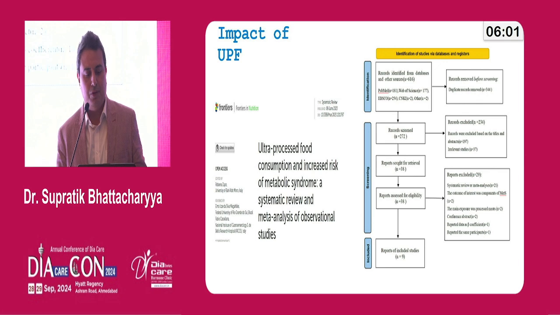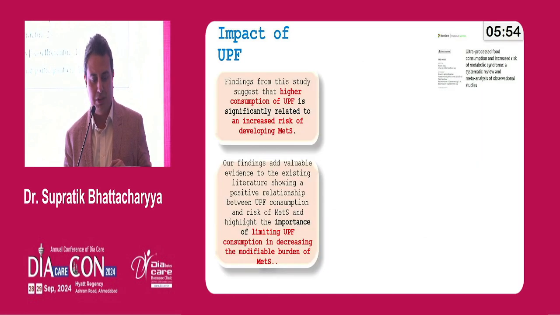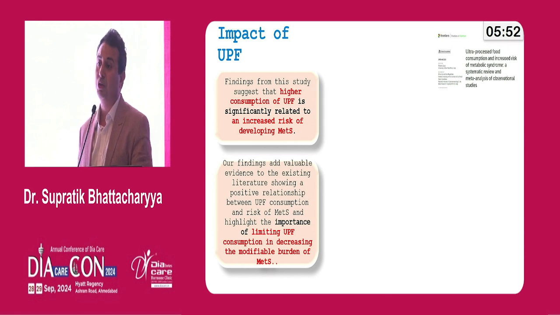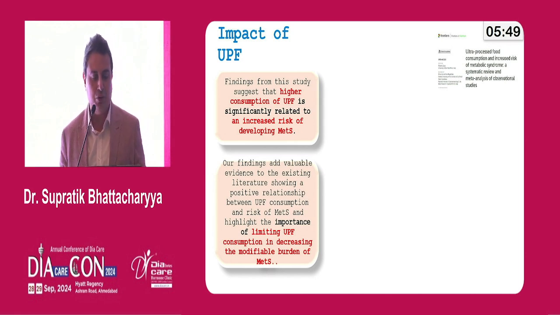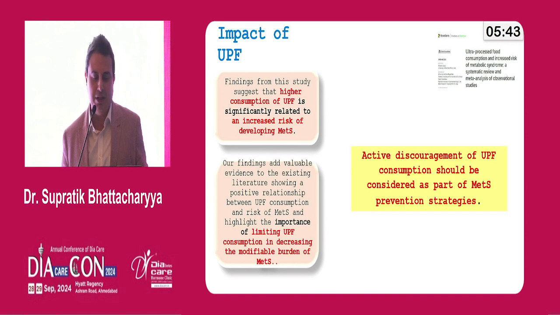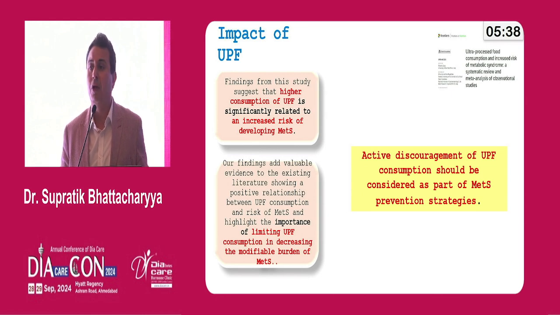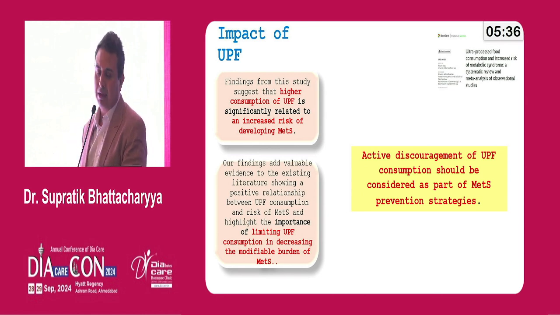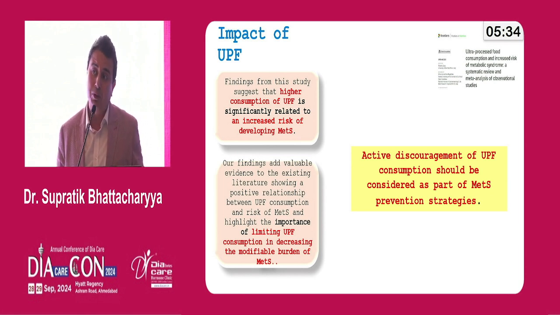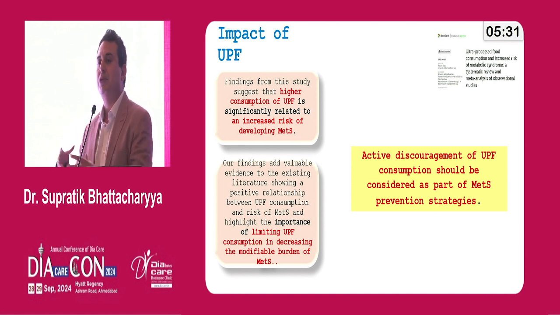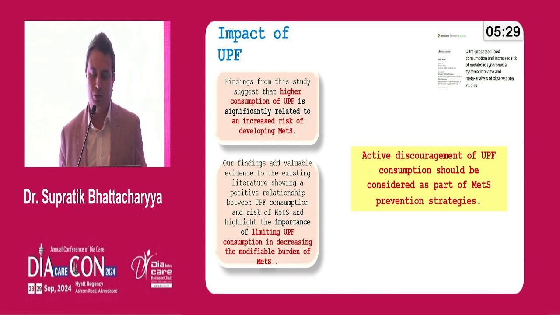So ultra-processed food consumption and increased risk of metabolic syndrome, again, a very robust systematic review and meta-analysis was done, which again had shown increased risk of metabolic syndrome with the consumption of ultra-processed food. And obviously, the message here is we need to actively discourage the use of ultra-processed food, or the consumption has to be minimized should we want to prevent these individuals ending up in metabolic syndrome.